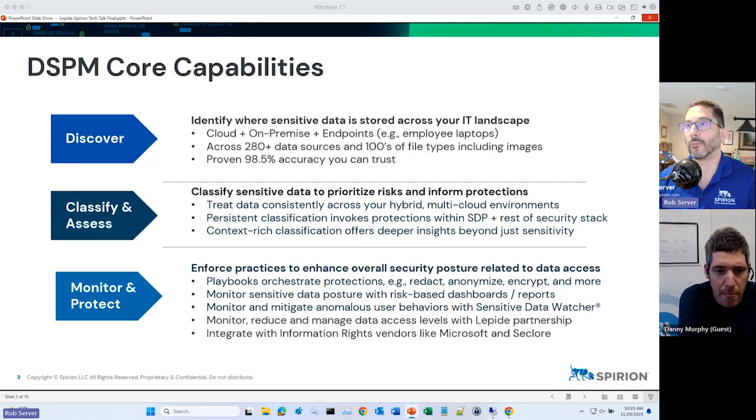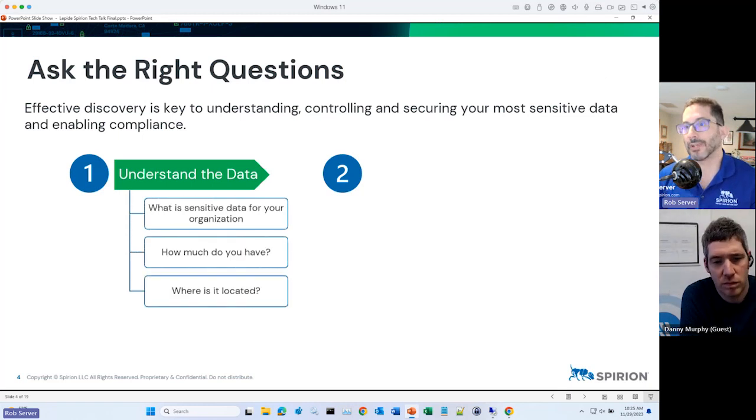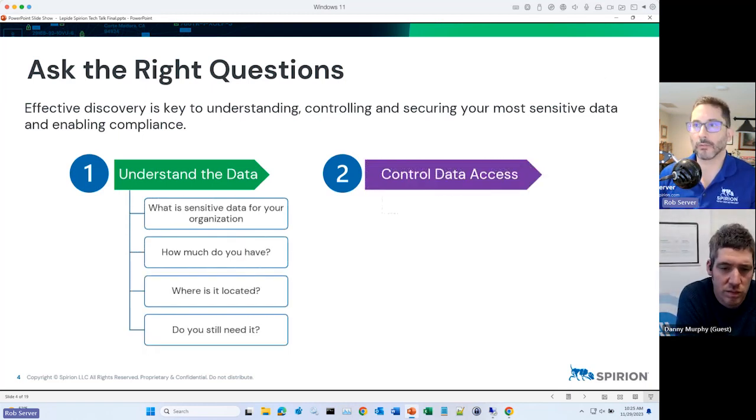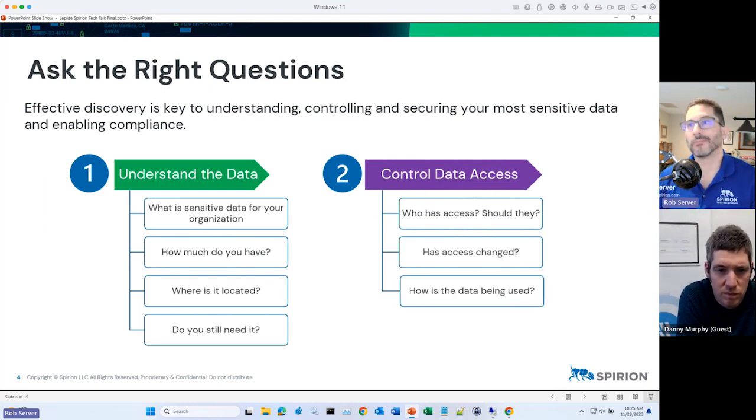Understanding how to control and apply controls to your data, not just data loss prevention. That's right. Exactly. All right, so ask the right questions with your data. You want to understand your data. That's the data discovery portion. What sensitive data do you have in your organization? How much of it do you have? Where is it located? Don't forget endpoints.